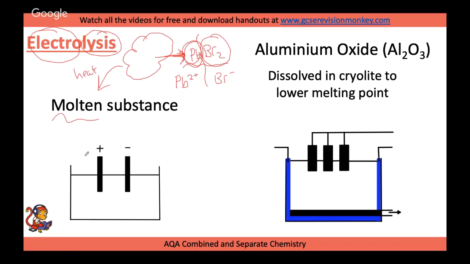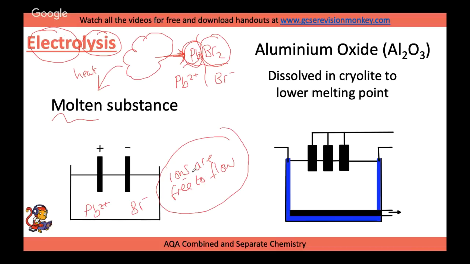So if you heat it up and make it molten, in here you will have the lead ions and the bromide ions, and the important thing is now the ions are free to flow. I expect that to come up somewhere on the paper. The ions are free to flow, because if you put the electrodes in here, nothing would happen because the ions can't flow. But now they can.